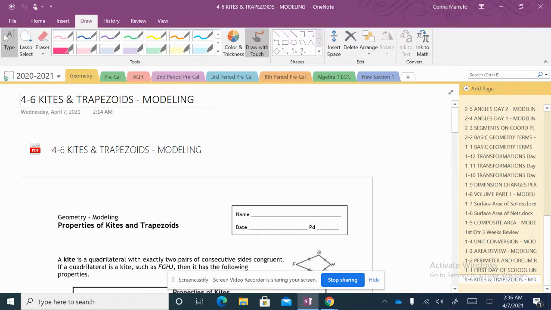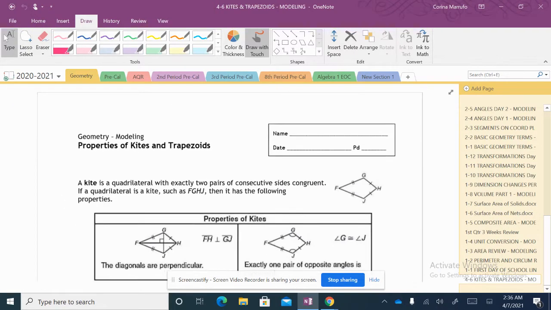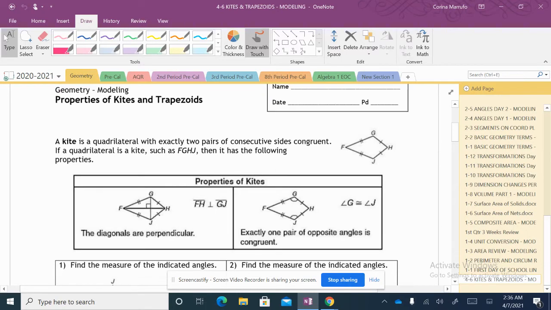All right, guys. So our next lesson is going to be kites and trapezoids. So this is still quadrilaterals, okay, but these are just two different types of four-sided figures. A kite is a quadrilateral with exactly two pairs of consecutive sides that are congruent. If a quadrilateral is a kite, which is FGHJ, then it has the following properties.